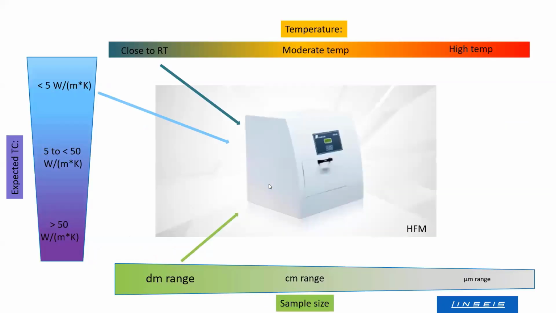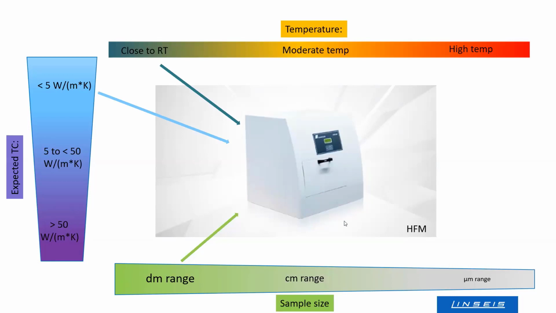So all this is summarized on the next slides. I divided them in three temperature ranges: low, close to room temperature, moderate, and high temperature range. I divided them in three thermal conductivity ranges: a low, a mid, and a high range, and the required sample dimensions: decimeter, centimeter, micrometer range, or even sub-micrometer range.